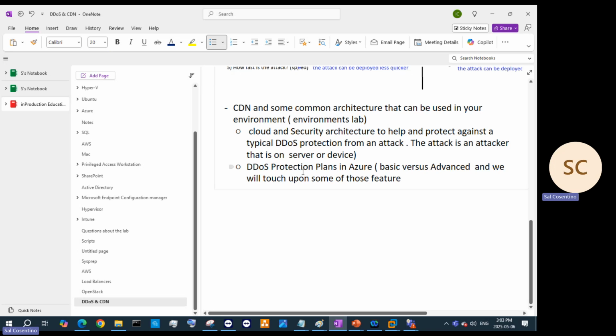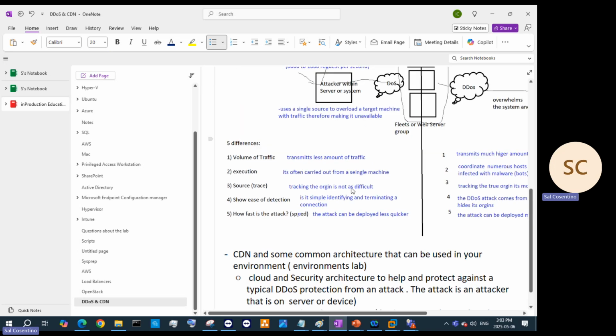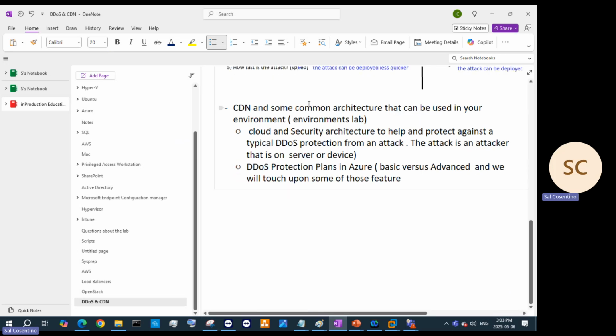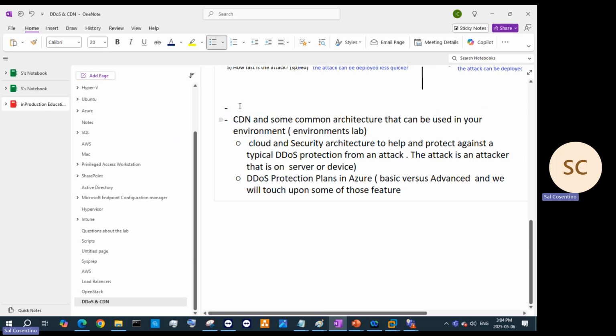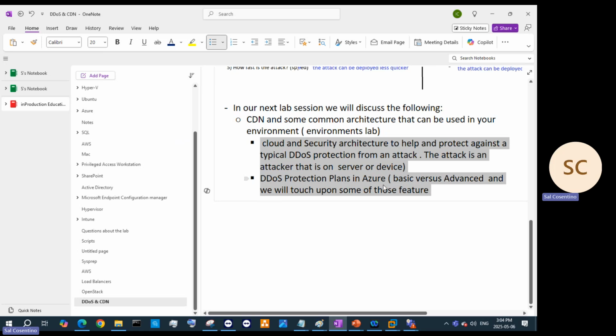I'm going to stop here. In my next video, I'm going to be talking about our CDN and some common architectures. So this is coming up next. In our next lab session, we will discuss the following: our CDN and some common architectures. We'll talk about the different plans, the cloud and security architecture that will help us protect against typical DDoS attacks.